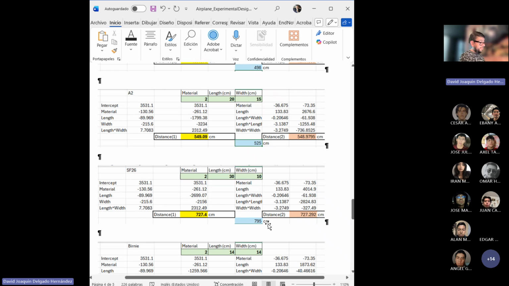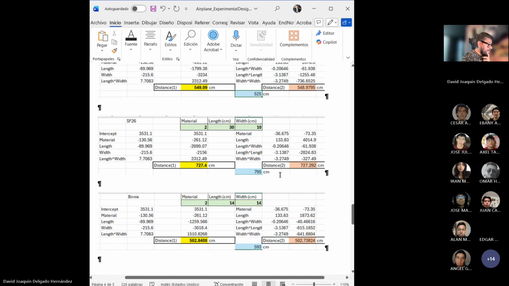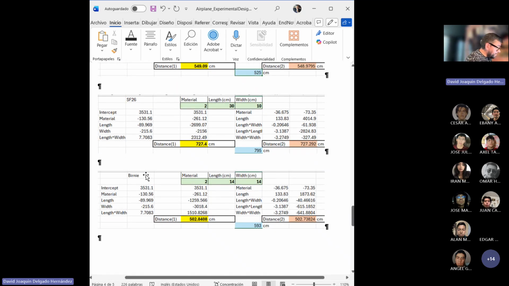Okay, so you can see the two models, both the linear and the quadratic model, are giving me exactly the same result with different coefficients. For the Birney airplane, with the first model I have 502, and the second as well, 502. And the real life distance was 593.